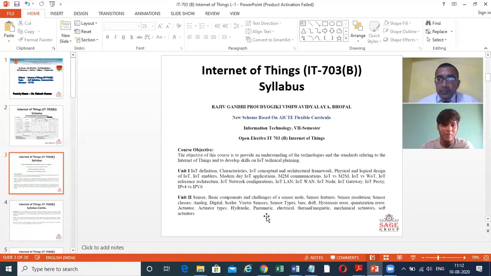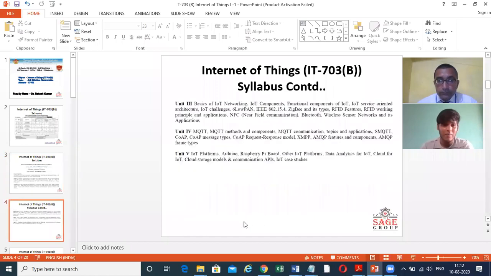the second unit is concerned with sensors, that is about sensor types, sensor classes, and classification of the sensors. Our third unit is based on IoT networking. Here the IoT components, functional components of IoT, IoT service-oriented architecture, challenges, and some protocols like ZigBee, some RFID features, IEEE 802.15.4. We will discuss step by step here.